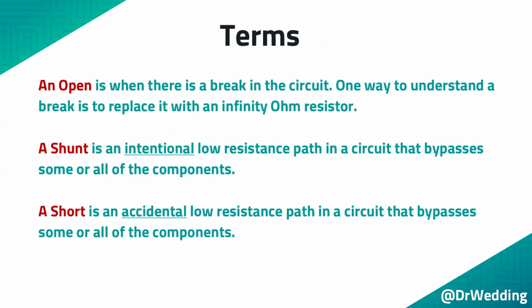Let's start by defining these three terms. An open is when there is a break in the circuit. One way to understand a break is to replace it with an infinity ohm resistor. A shunt is an intentional low resistance path in a circuit that bypasses some or all of the components. A short is an accidental low resistance path in a circuit that bypasses some or all of the components. Electrically, a shunt and a short are exactly the same, but they have a different connotation. A shunt means it was intentional, a short was a mistake.